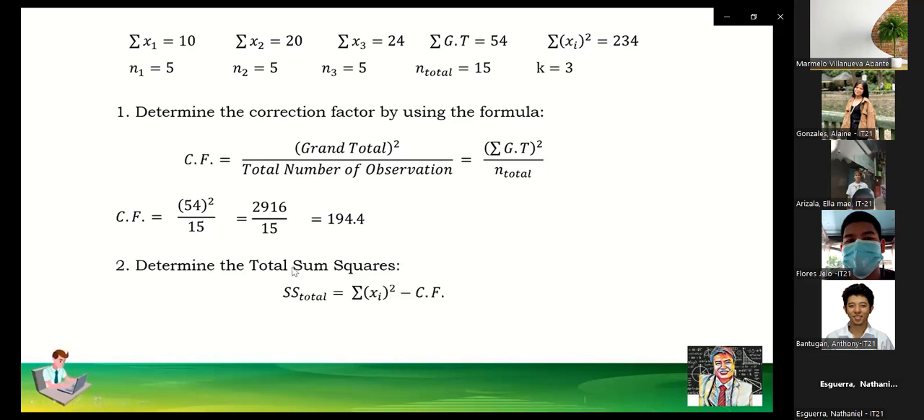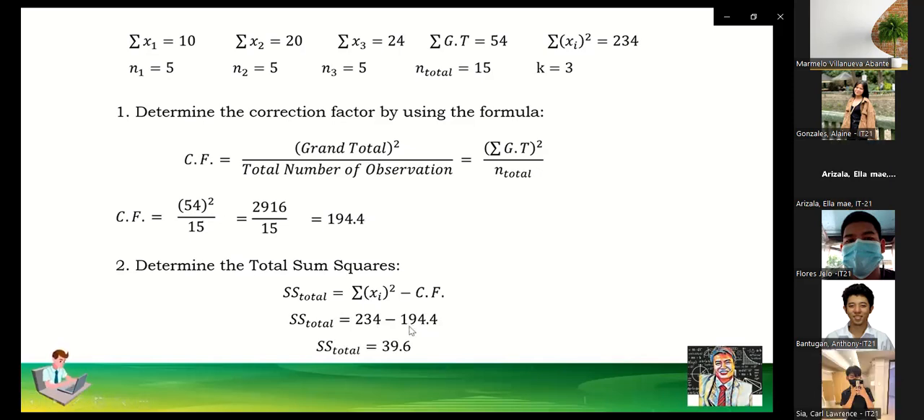Next is the total sum of squares, the SS total. Total sum of squares is the summation of x sub i squared minus the correction factor. Napakadali lang yun. 234 minus the correction factor, which is na-compute natin doon sa una, gives us SS total natin is 39.6. Okay? So, nakakadalawang step na tayo.